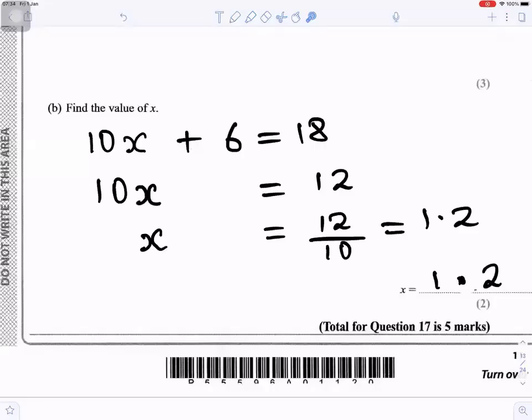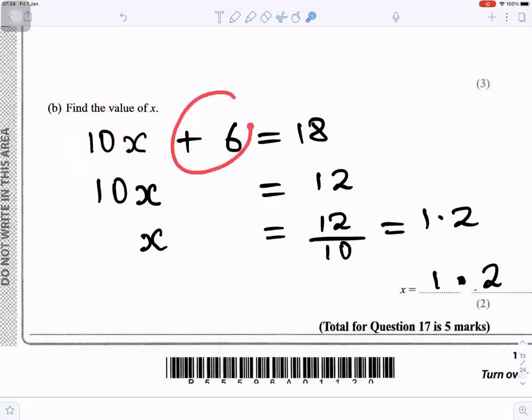Find the value of x. We want to solve this equation. 10x plus 6 equals 18. So we want to find x on its own. When they say find the value of x, we want to remove everything until we get x on its own. First, we need to remove the 6, and then we remove the 10.